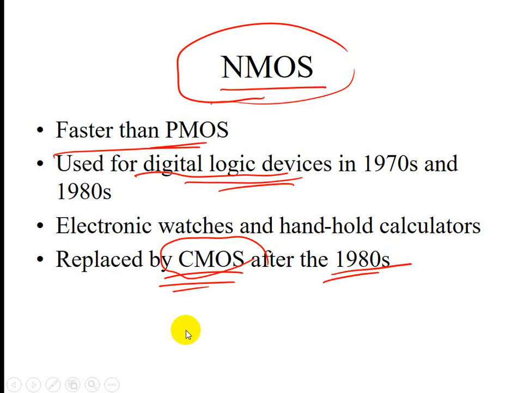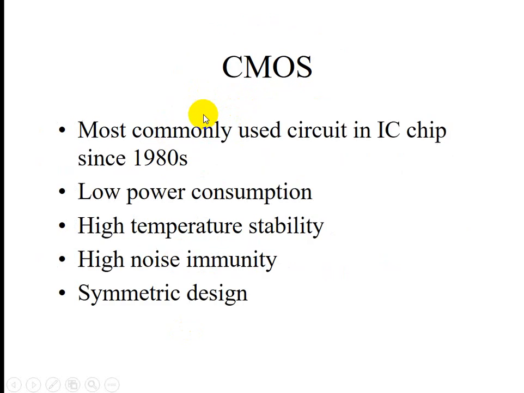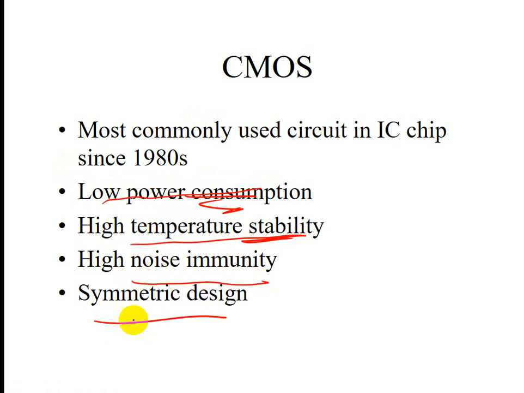So basically right now all the MOS you build in the fab is a CMOS. The CMOS is the most commonly used circuit IC chip since the 1980s. The reason is its low power consumption, high temperature stability, noise immunity, and a symmetrical design. Symmetrical design because it's complementary.